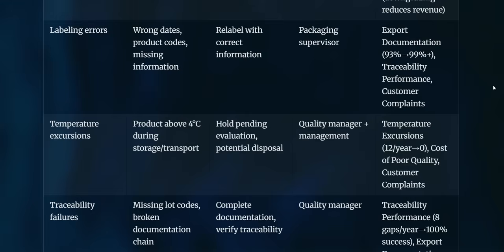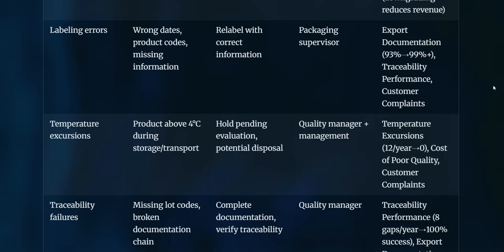And then we do have temperature excursion as another type of nonconformity. An example of that is product above 4 Celsius during storage or during transportation. The typical disposition here is hold pending evaluation or potential disposal. The authority level here includes the quality manager plus management. The impact on our objectives includes temperature excursion elimination. Currently, we are having 12, we are targeting 0, and then cost of poor quality reduction, and customer complaints reduction.